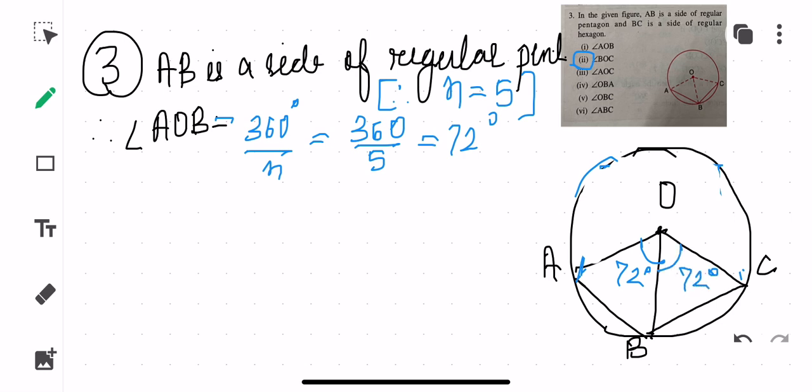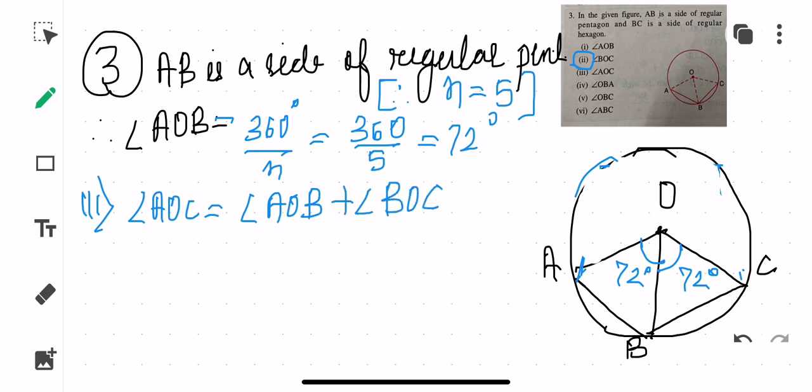Okay, so next is angle AOC. This is my third sub question. Angle AOC will be equal to angle AOB plus angle BOC. We found out that both of them are equal to 72 degrees. So this is 72 degrees plus 72 degrees, which in turn is equal to 144 degrees. So the third sub question is also an easy one.